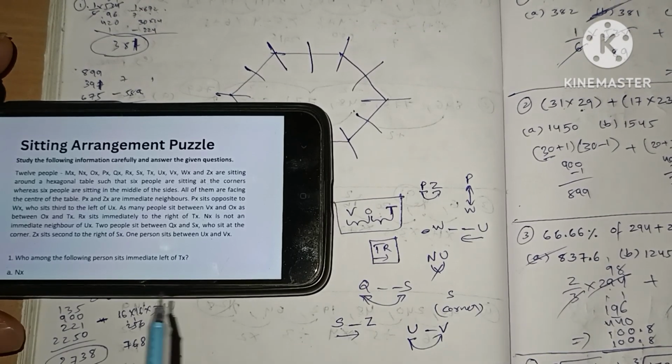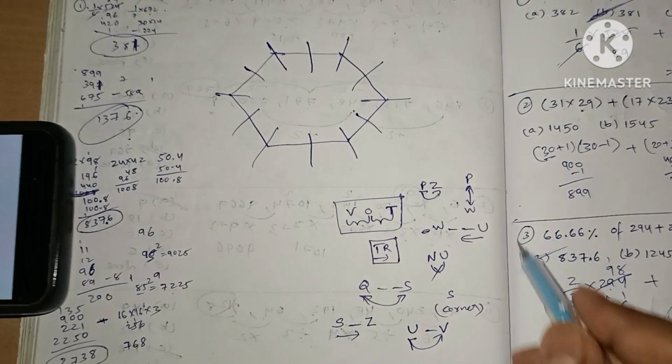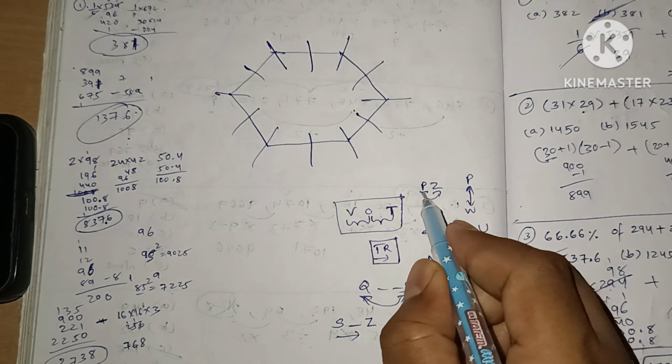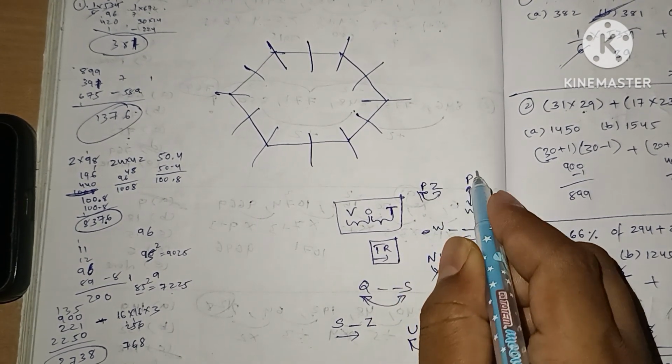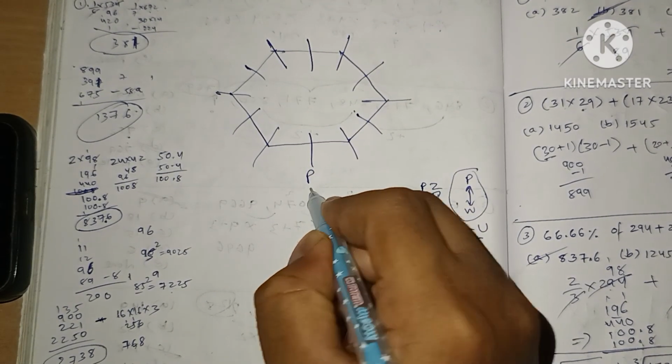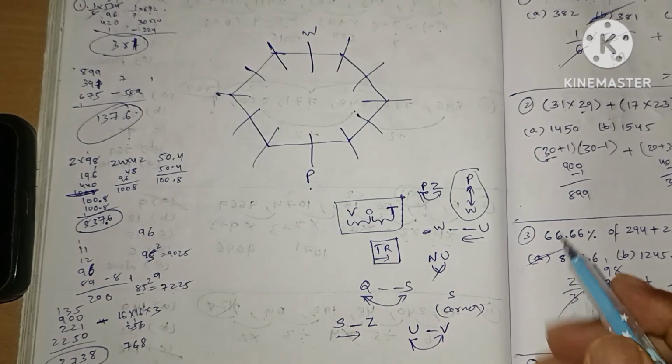By this we have completed the rough statements. Now using these rough statements we need to find our solution. First we are going to start with P. P and W are opposite. So if we place P here, this is the place for W.